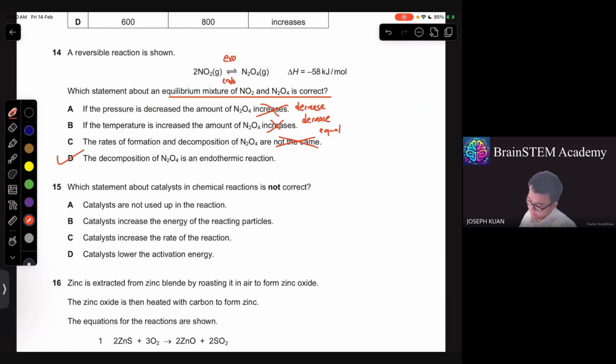15. Which statement about catalyst in a chemical reaction is not correct? A is correct. Catalyst is not used up in a reaction. B, catalyst actually does not increase the energy for reacting particles, but instead it increases the rate of reaction by lowering the activation energy.